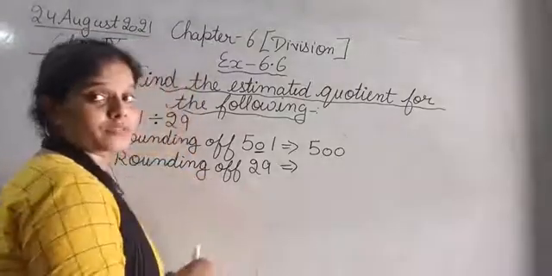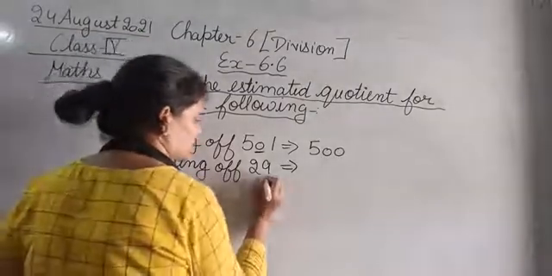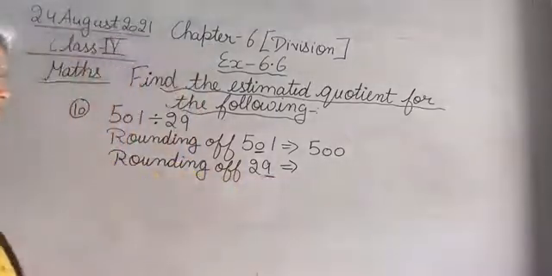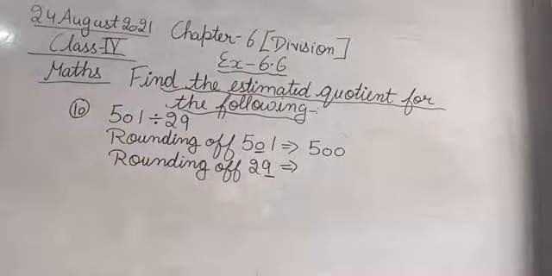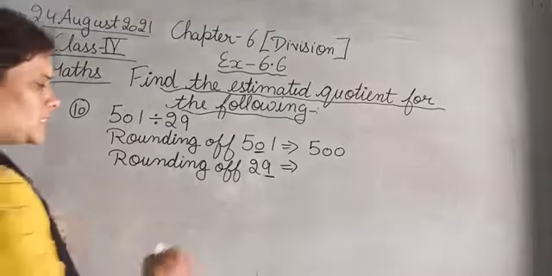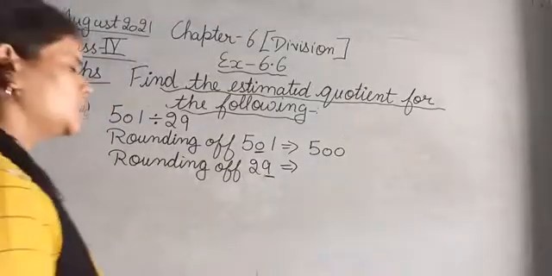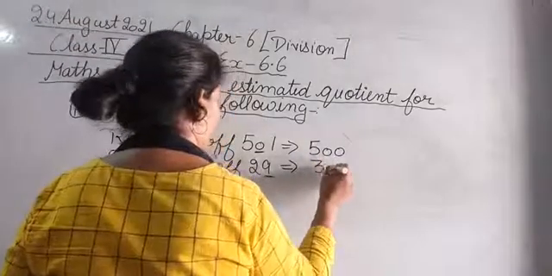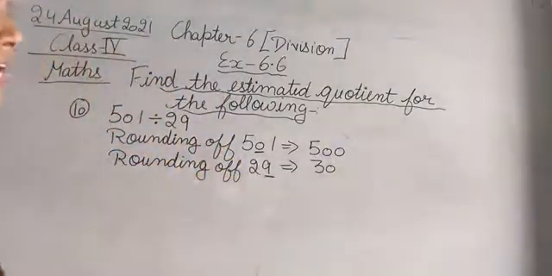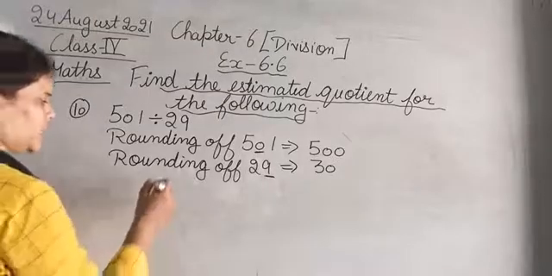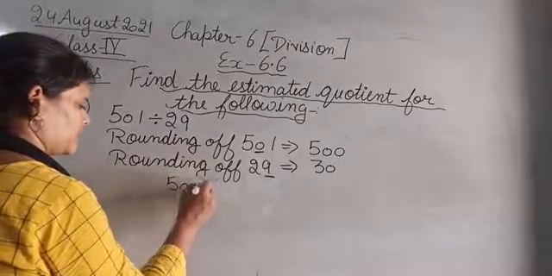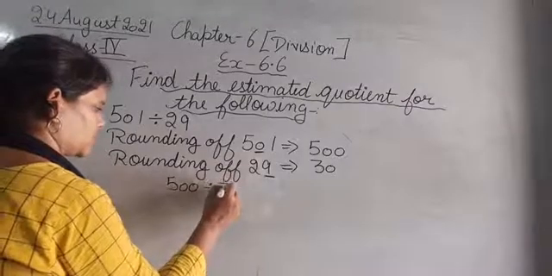That means we will observe the digit that is at ones place. At ones place we are having 9 which is greater than 5. So we will round it off to the next tens. So 29 will round off to 30. So after rounding off 501 we got 500. After rounding off 29 we got 30. Now we got the new dividend and divisor, that is 500 divided by 30.